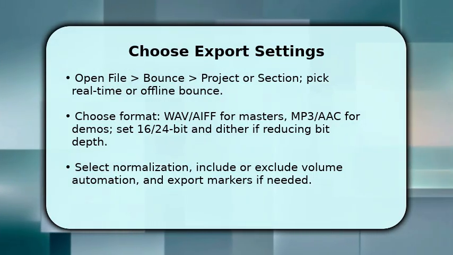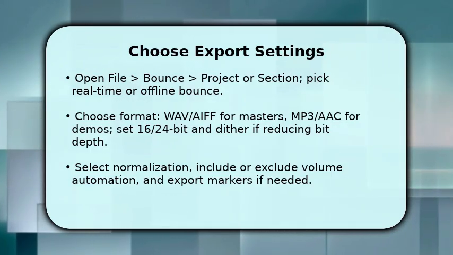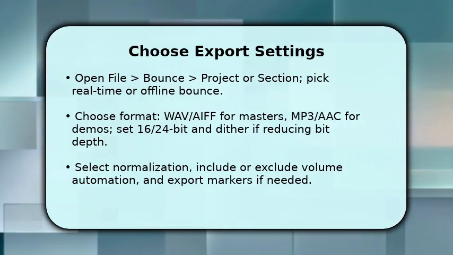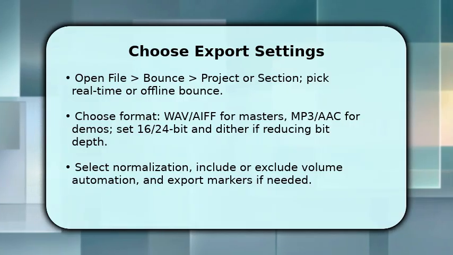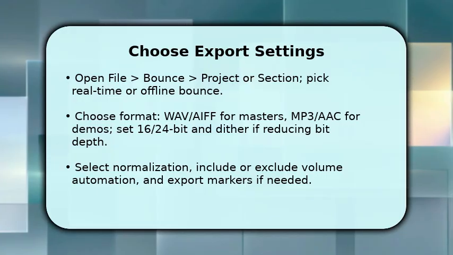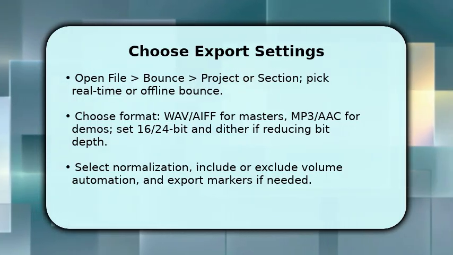Open Bounce project or section and decide offline bounce for speed or real-time if you use external gear. Select WAV or AIF for archival masters, MP3 or AAC for quick demos. If you reduce from 24-bit to 16-bit, apply dither to avoid quantization noise.